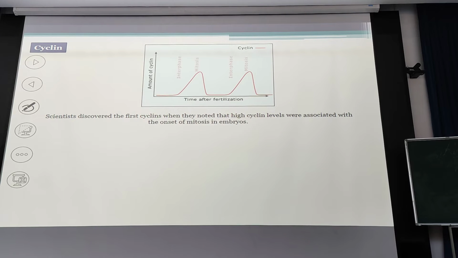The scientists discovered the first cyclins when they noticed that high levels of cyclin were associated with the onset of mitosis in embryos. Whenever the embryos performed mitosis, they found one kind of protein at very high levels. It is cyclin. So the hypothesis is that this protein is involved in mitosis.